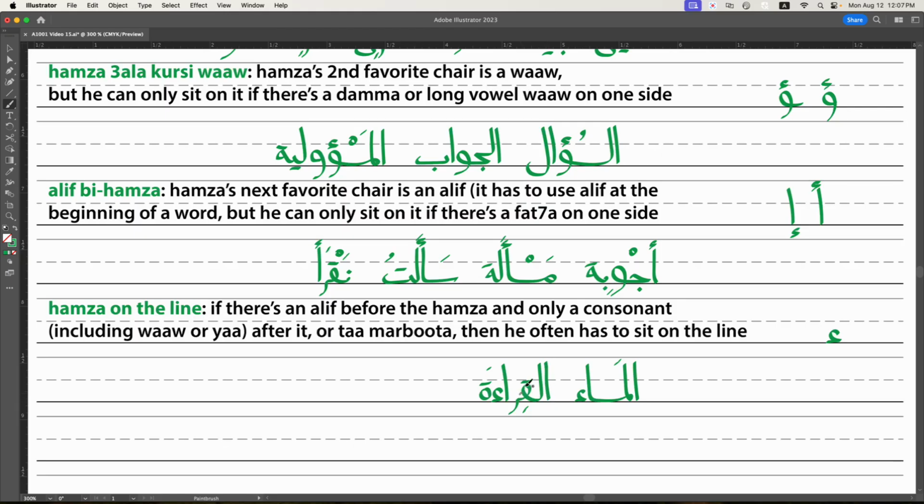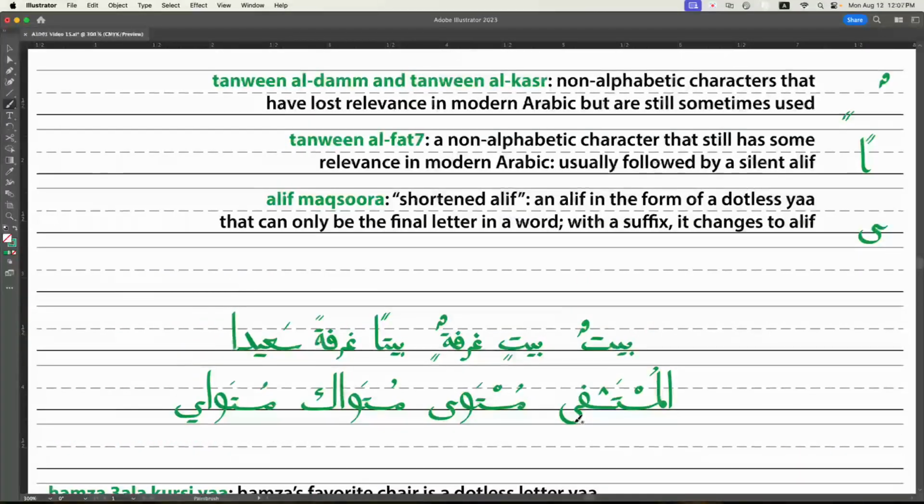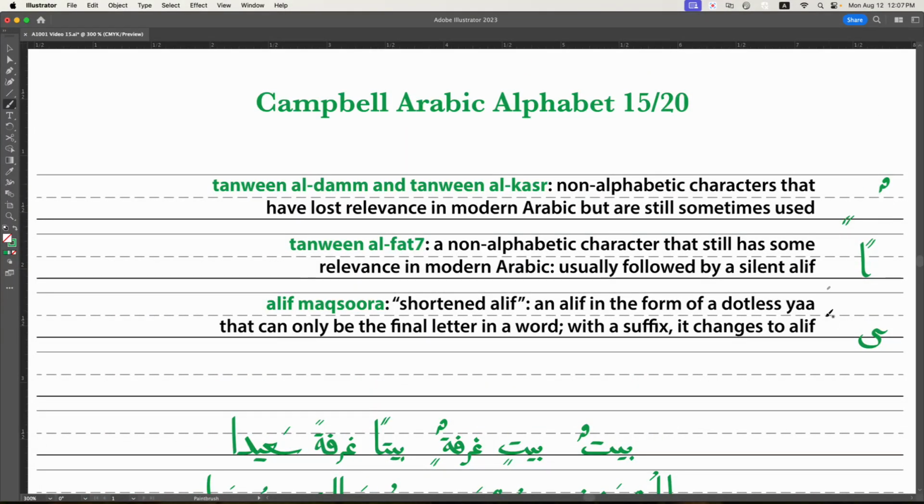So al-qira'a is the act of reading, and because there's only an alif before him and a ta marbuta after him, he has to sit on the line like this, and he would prefer not to sit on the line even though he's actually bigger, so you'd think that would make him happier. But anyway, congratulations, mabruk alaikum, congratulations to you. These are the last characters you learn to get the whole system of alphabetic characters.